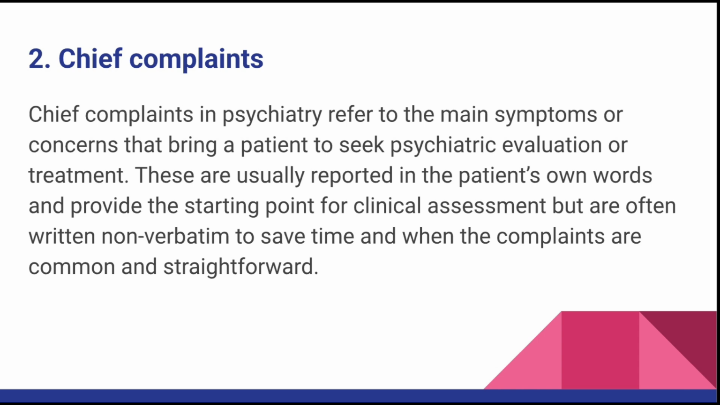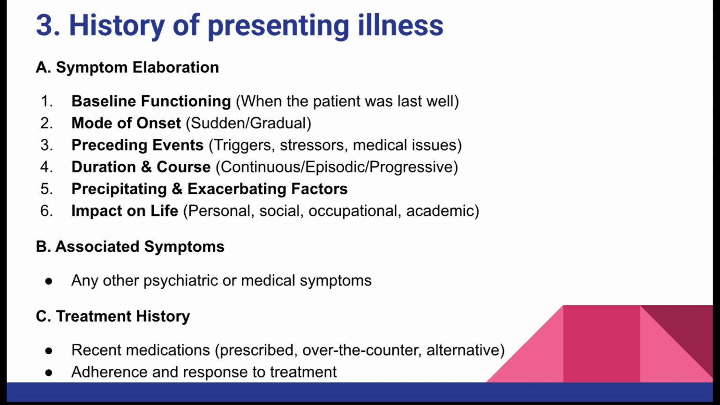The chief complaints are followed by history of presenting illness, in which we elaborate the patient's symptoms. First of all, we start by stating when the patient was last well and how did the symptoms start, whether they were sudden or gradual, followed by any preceding events in the form of triggers, stressors, or medical issues. Then we mention the duration and course of the symptoms, either they were continuous, episodic, or progressive. Then we ask for the precipitating and exacerbating factors which may decrease or increase the patient's symptoms. Finally, we mention the impact on the patient's personal, social, occupational, and academic life.